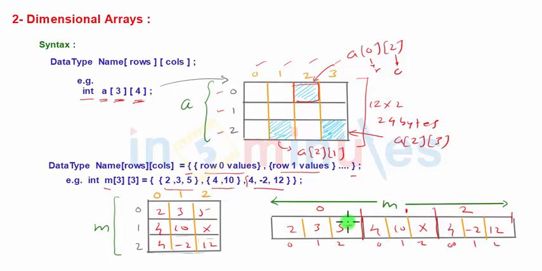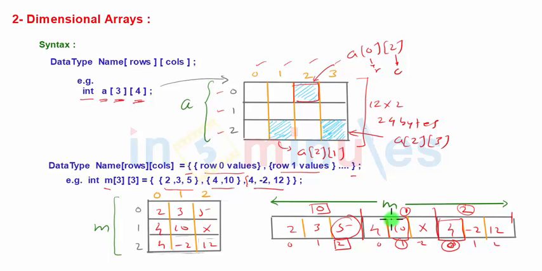Now let's see how to refer to this element. Its row number is 0, column number is 2, so it is M02. How to refer to this number? Its row number is 2 and column number is 0, so it is M20. Now to know this number, it has row number 1 and column number 1, so it is M11. So that is how we can access these elements.